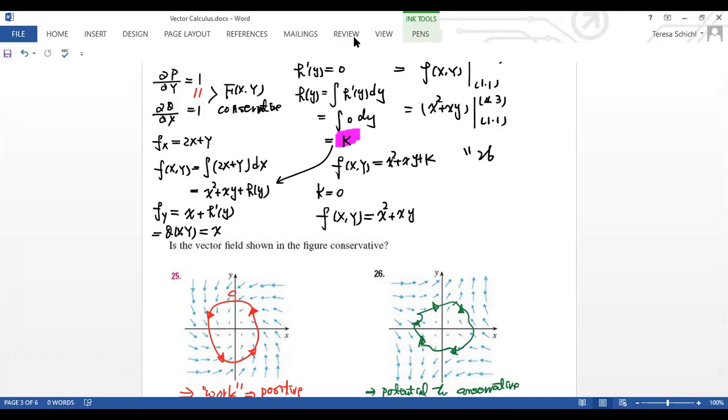Then you can use path independence and the fundamental theorem of line integrals to get the integration results. All right, that's it. I hope you'll be able to finish this assignment without any troubles.